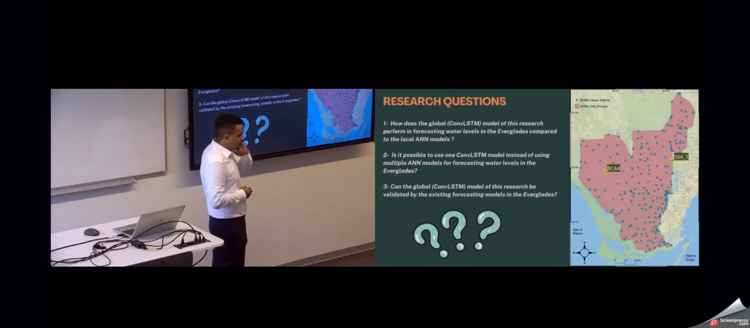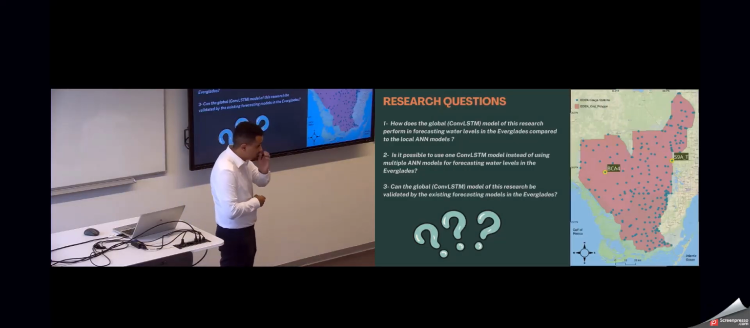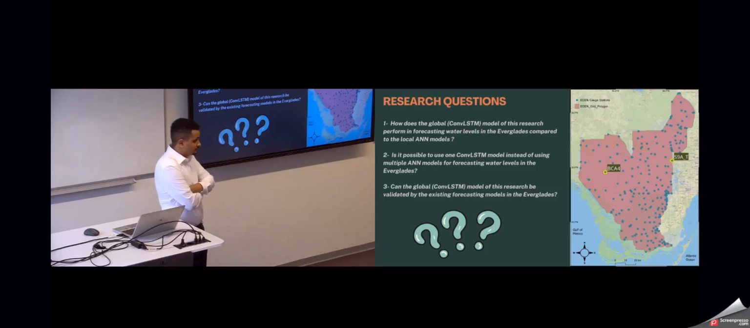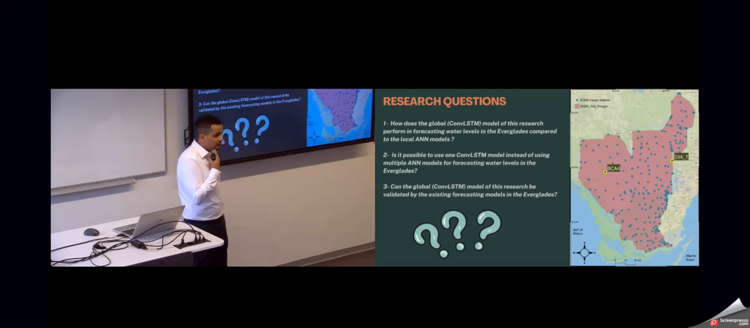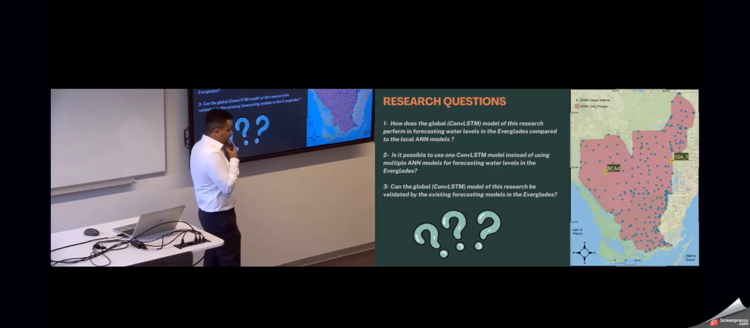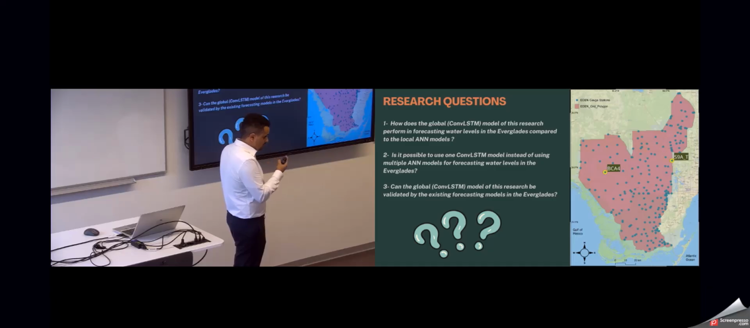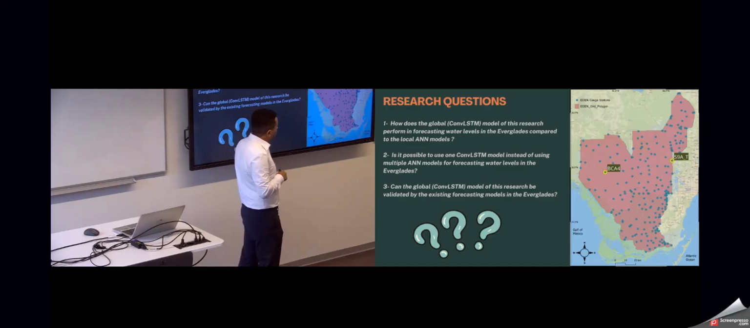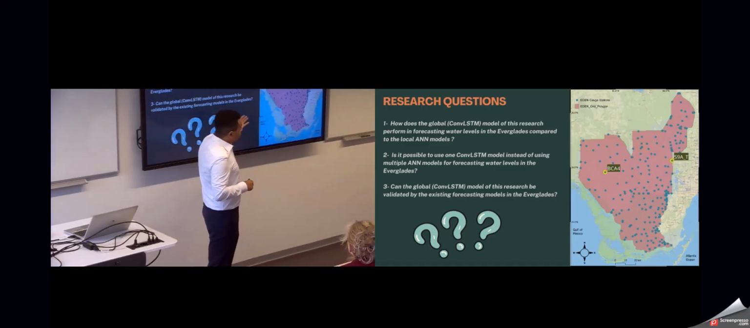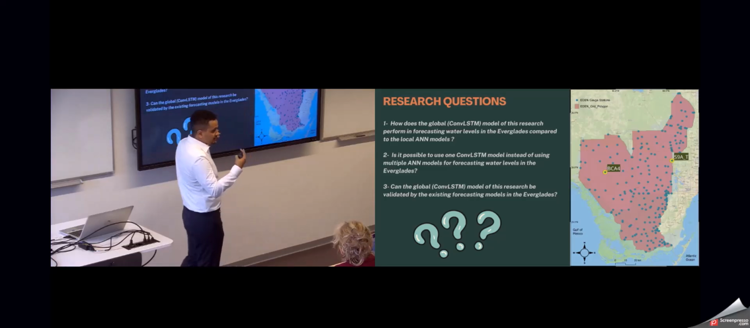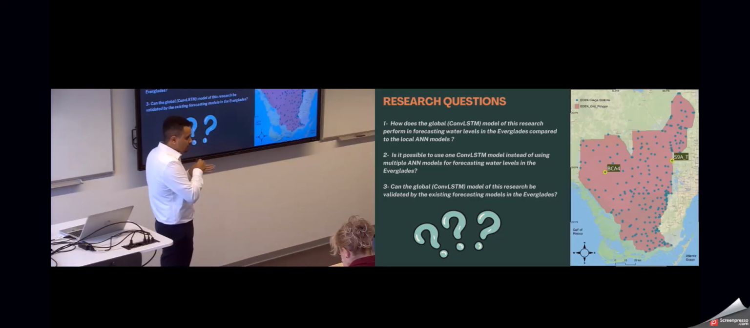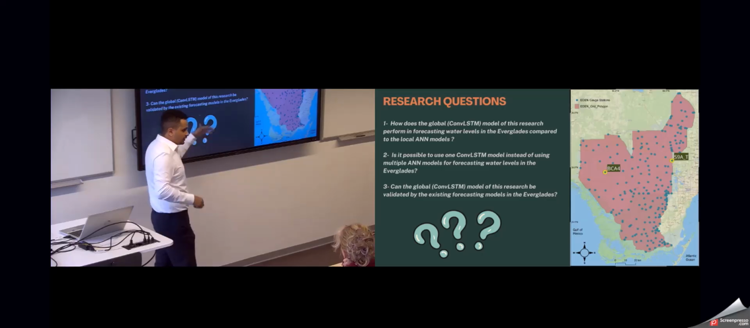So in your global model, where are you forecasting water level? Everywhere, yeah. So that means you assume there is always water? Yes, because it's a wetland ecosystem. So yes, I assume there's water level everywhere, because between the gauge stations, the data that I downloaded already have water level values.